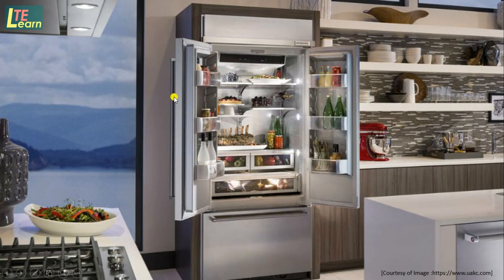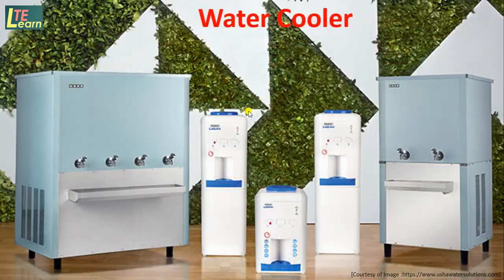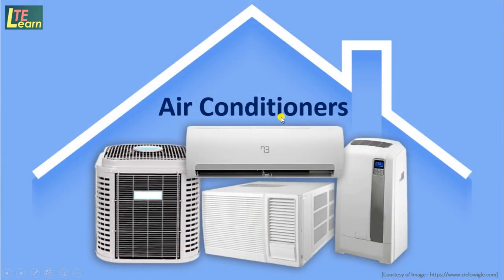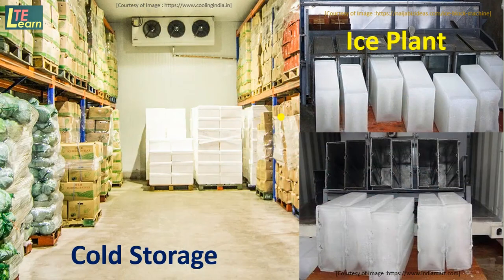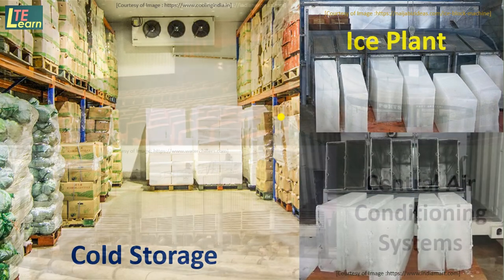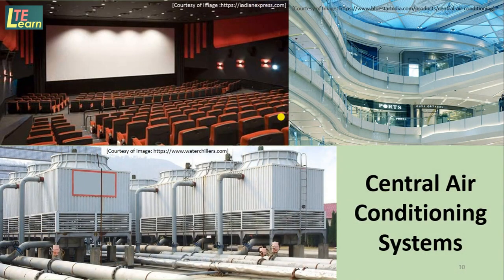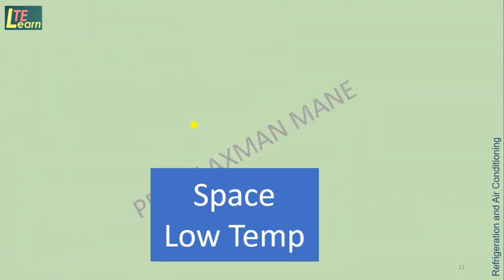Low temperature applications such as domestic refrigerator, water cooler, air conditioners, automobile car air conditioner, cold storage, ice plant, and central air conditioning systems. In all these applications, temperature inside the closed space is maintained below the surrounding temperature. How is it possible? It is possible by using refrigerant, which is a two-phase substance.